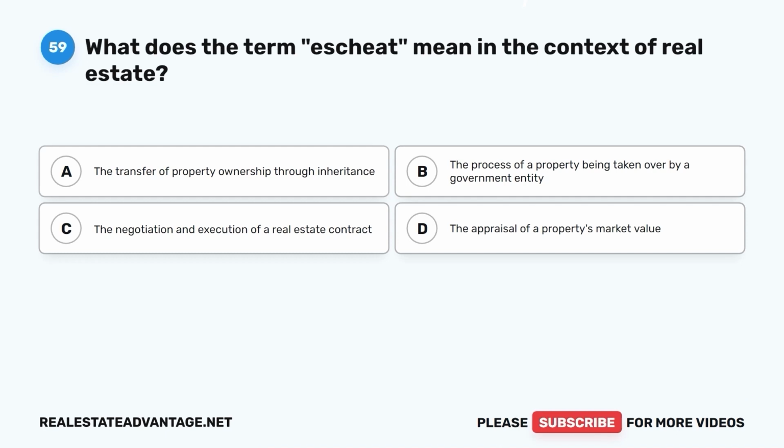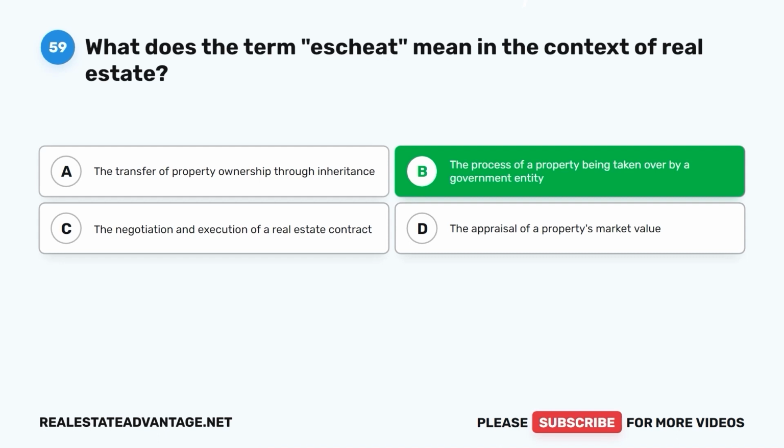Question 59. What does the term Escheat mean in the context of real estate? A. The transfer of property ownership through inheritance. B. The process of a property being taken over by a government entity. C. The negotiation and execution of a real estate contract. D. The appraisal of a property's market value. The correct answer is B.